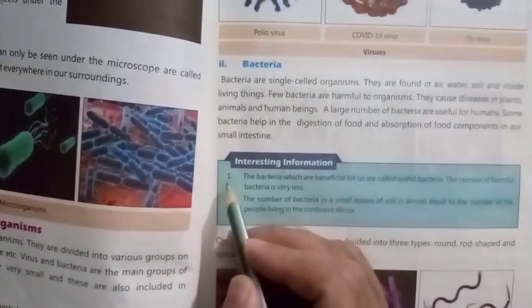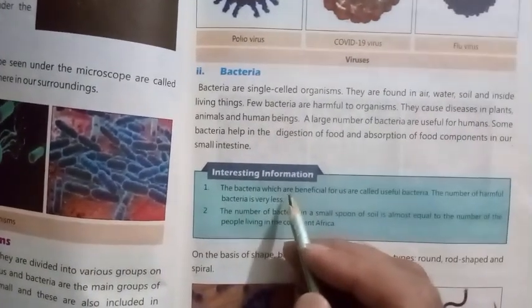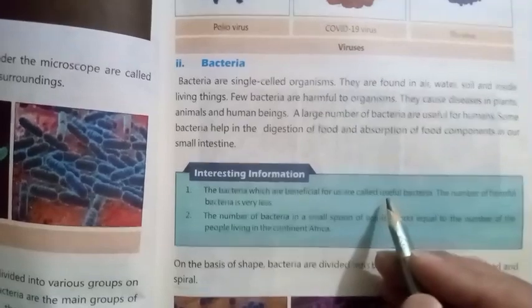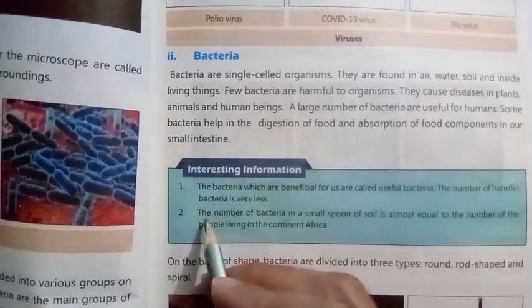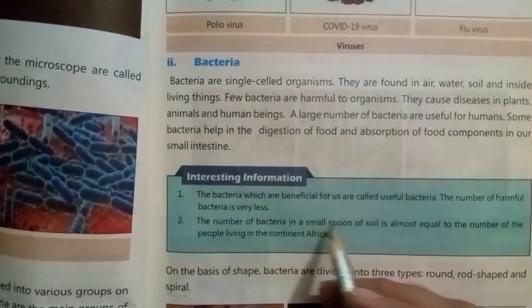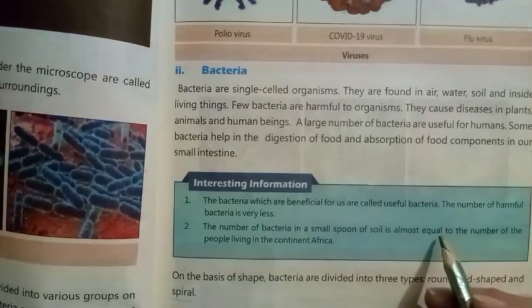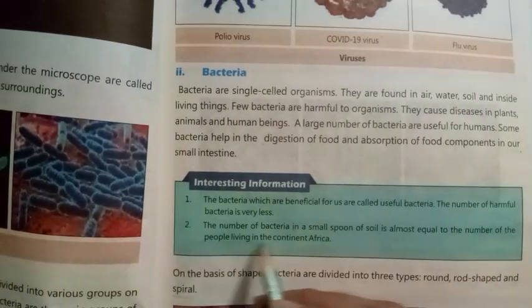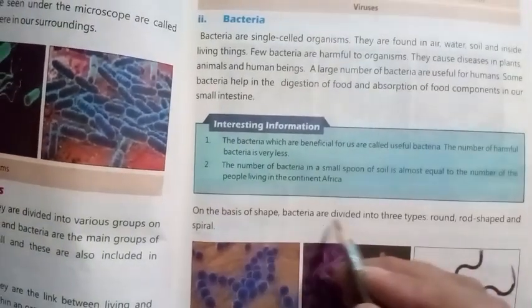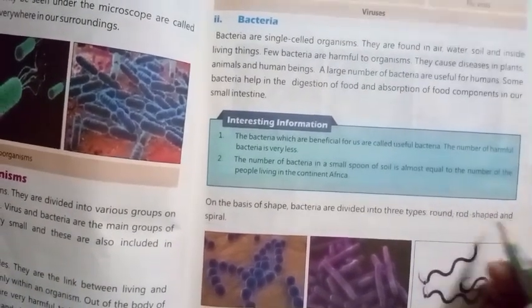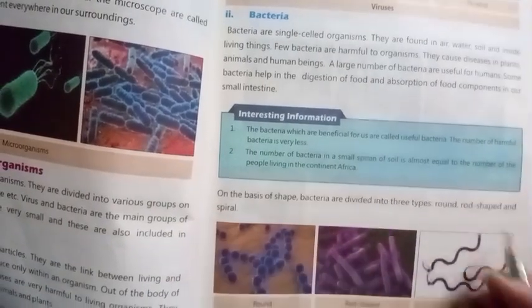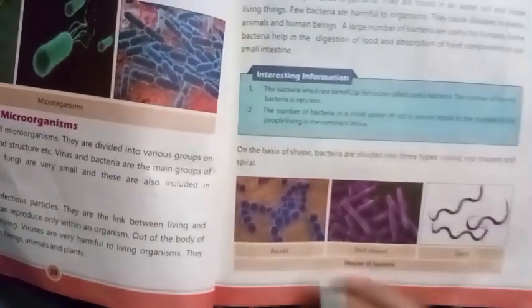Interesting information. Number 1. The bacteria which are beneficial for us are called useful bacteria. The number of harmful bacteria is very less. Number 2. The number of bacteria in a small spoon of soil is almost equal to the number of the people living in the continent Africa. On the basis of shape, bacteria are divided into three types: round, rod shaped, and spiral.